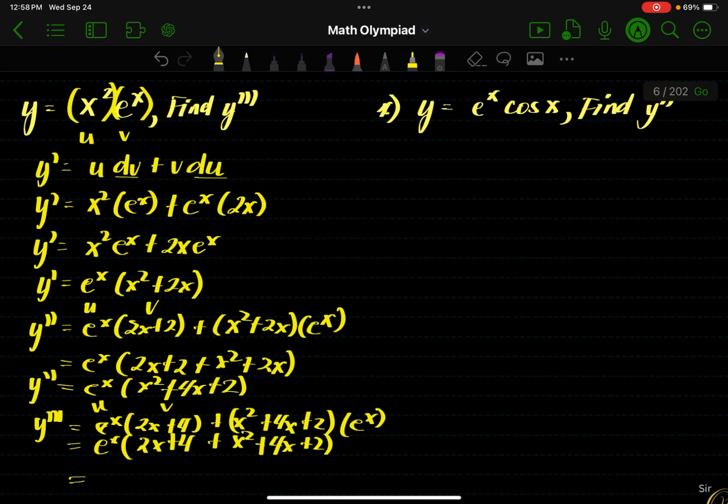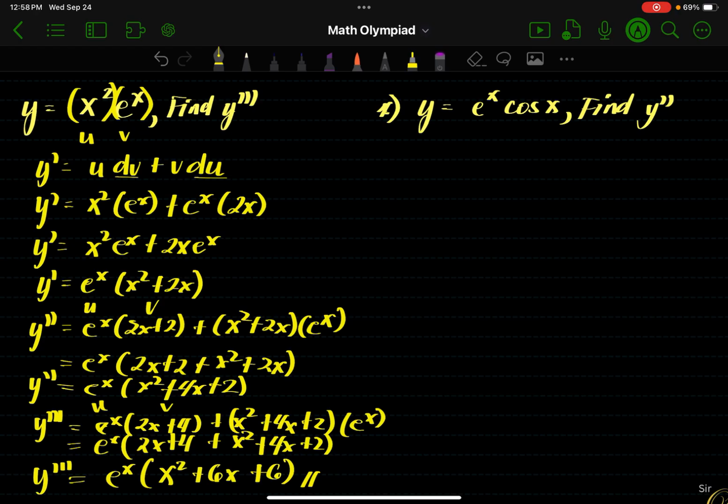Then simplify e raised to x times copy x squared. Combine similar terms, x squared and 4x, that is 6x. Then 4 plus 2, that is 6. And this is our third derivative.